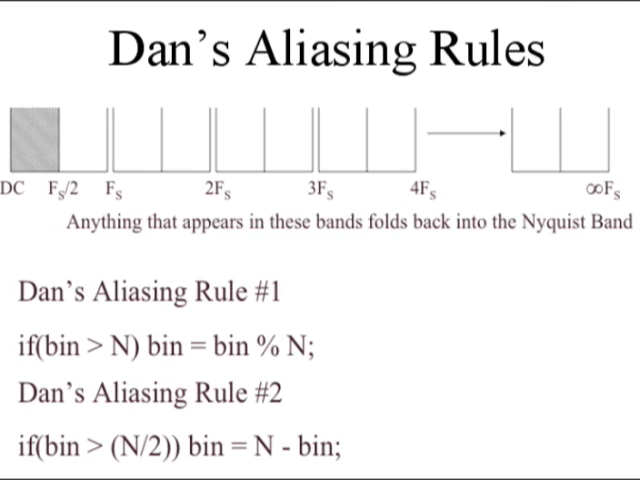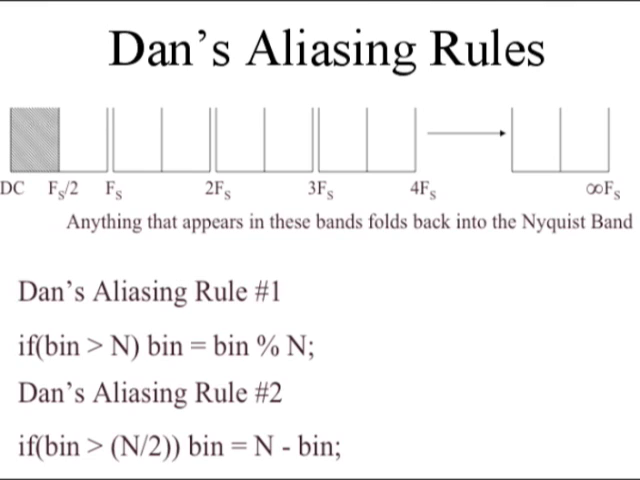Well, luckily you've got Dan's rules to work it out. I developed these rules on my own. They specify how you can tell which bin the alias went to. The diagram at the top shows the Nyquist band from DC to f sub s over 2, also DC, or bin 0, to n over 2. That's where the Nyquist band is, and that's all you ever see when you do an FFT. Beyond the Nyquist band are other frequencies, but we just can't see them in the spectrum when we do our FFT. But anything up in those areas will show up in the Nyquist band.